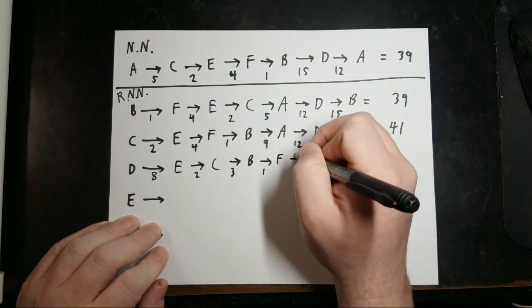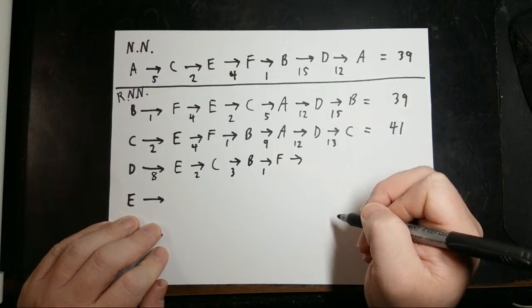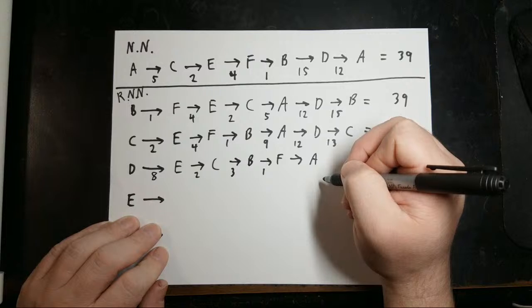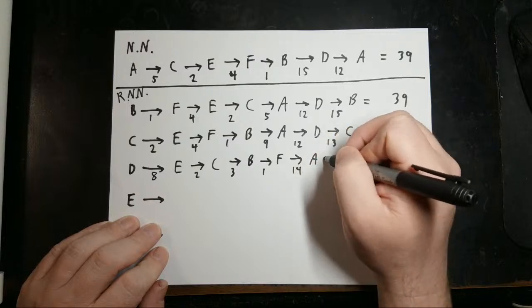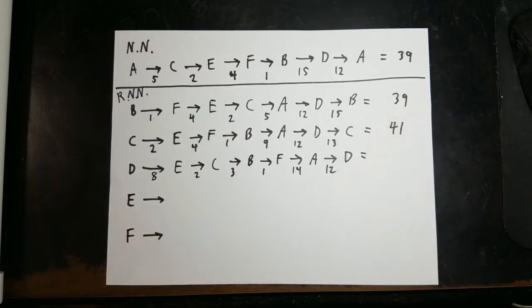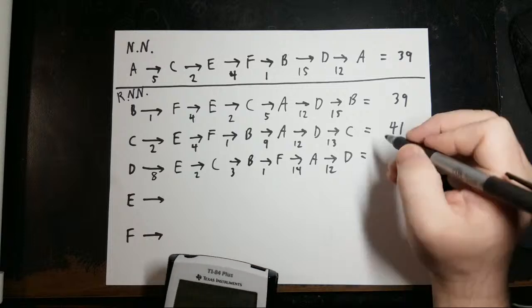This one looks good. From F, I have no choice. I have to go to A. A to F is 14. And then from A, I don't have a choice. I have to go to D, which is 12. Let's see what this one gets me. 8, 2, 3, 1, 14, and 12. I got a 40.